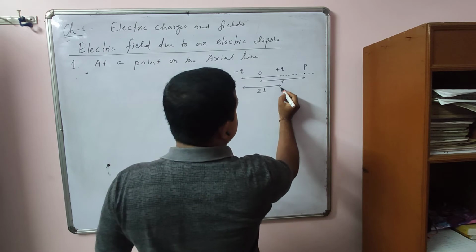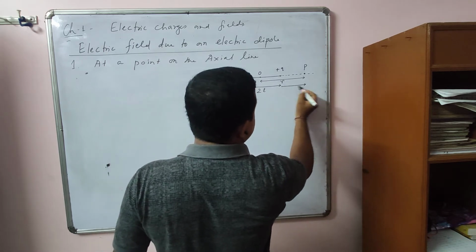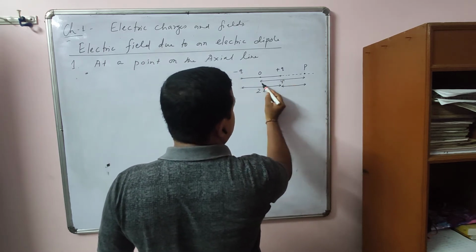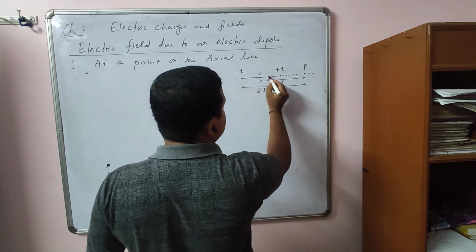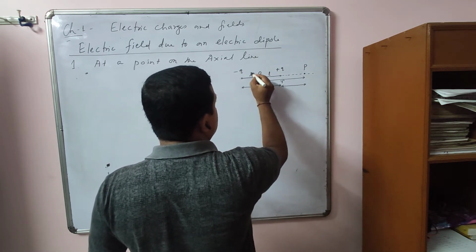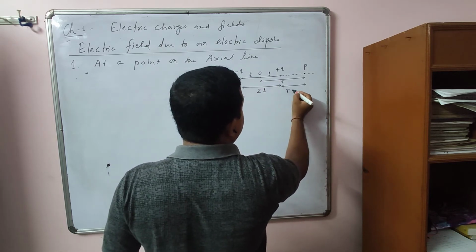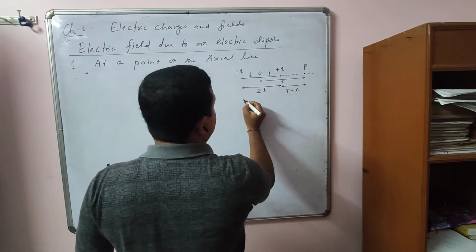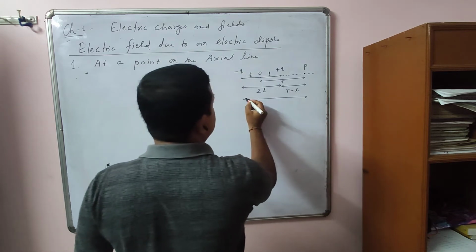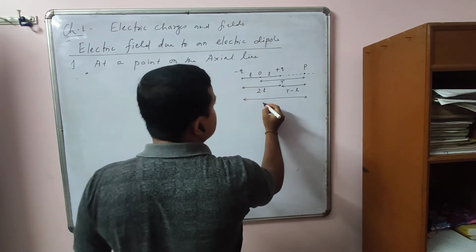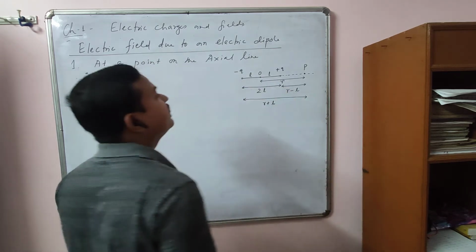So what is the distance from the plus q charge? Obviously it is r and it is a, because the total is 2a. So here it is a, here it is a. So this will be r minus a. And from minus q, this distance is what? Up to here is r, then it is a. It is r plus a.